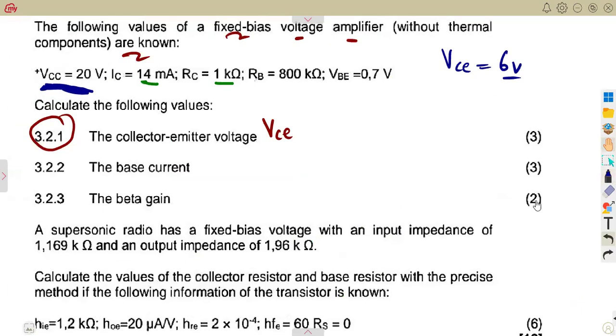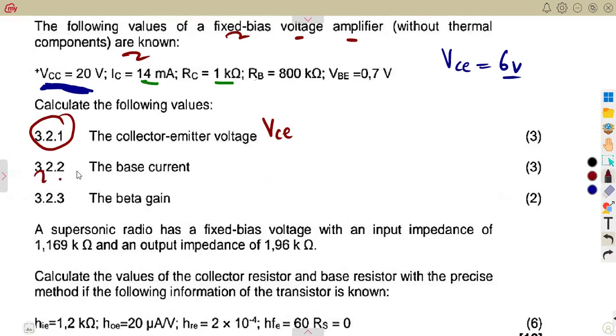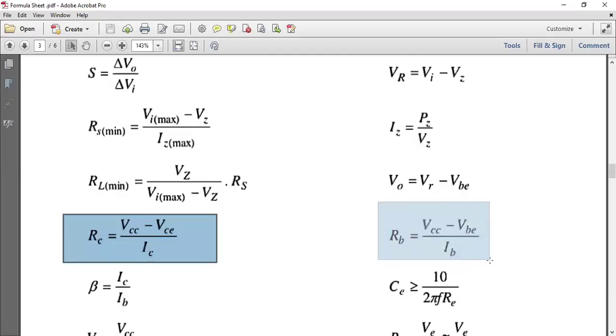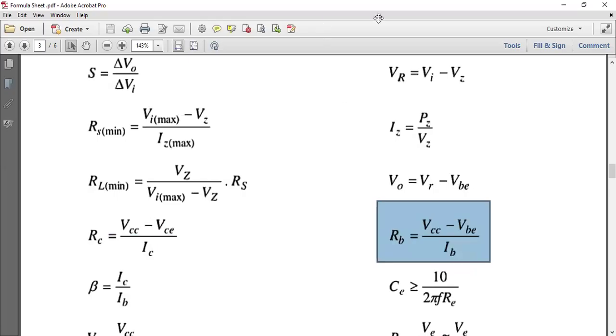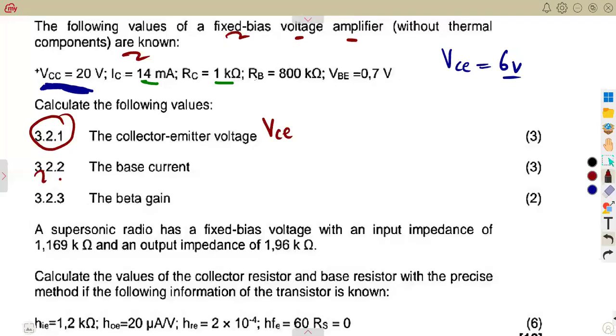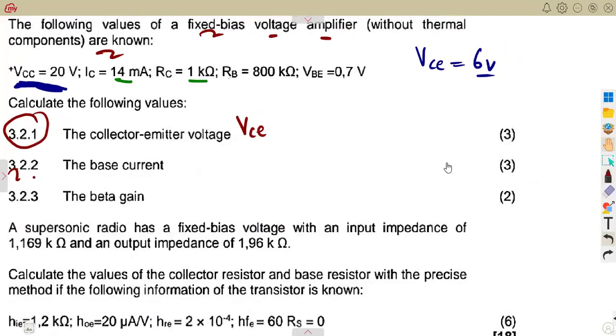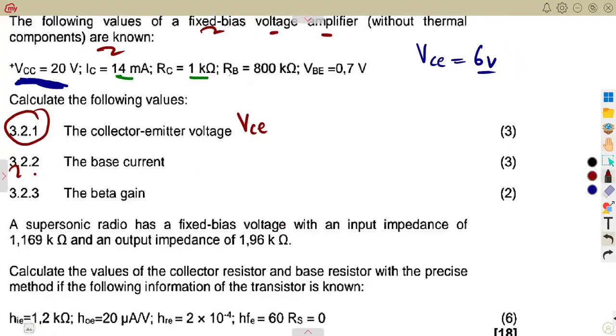Okay, the base current, number 3.22, IB. Do we have a straightforward formula that is used to calculate IB? We do not, but we have RB that consists of the IB that we need. So we can manipulate that and make IB the subject. Change of subject, guys, is something else in our engineering. You are supposed to be very good in your change of subject, in your mathematics, because almost every part you need change of subject.